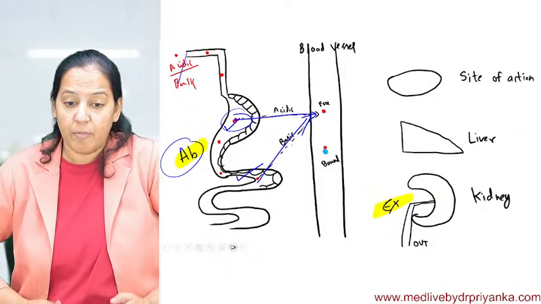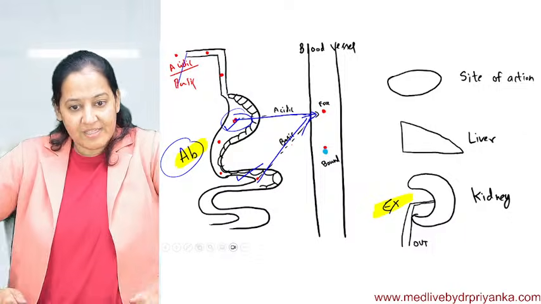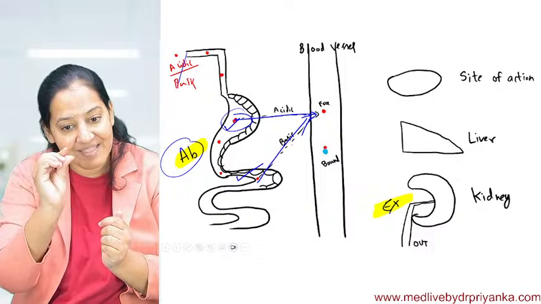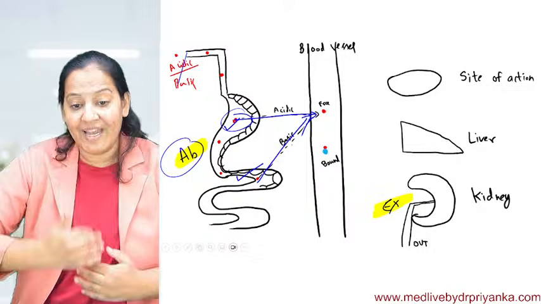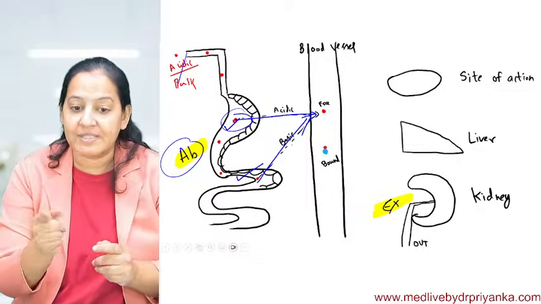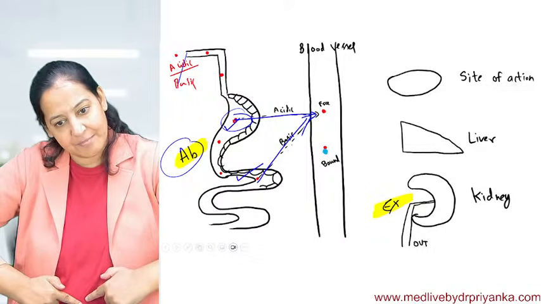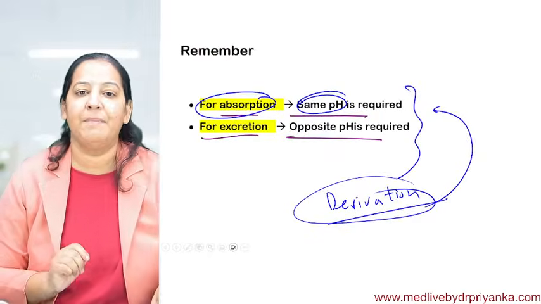Now, from where will it be absorbed, the stomach or the intestine? It depends on the nature. If it is acidic, it will be absorbed from the stomach. If it is basic, it will be absorbed from the intestine. Because acidic is absorbed from acidic and basic from basic. For absorption, the same medium is required.